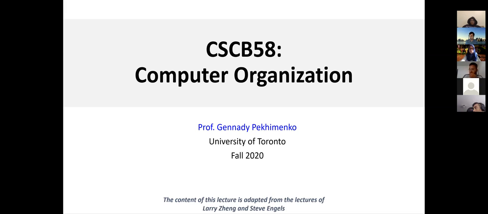Someone is asking when our term test is again. There is no midterm test, we removed the midterm test, so focus on your labs instead. You're going to have a take-home final, but there is no midterm, so a little bit less work for you.